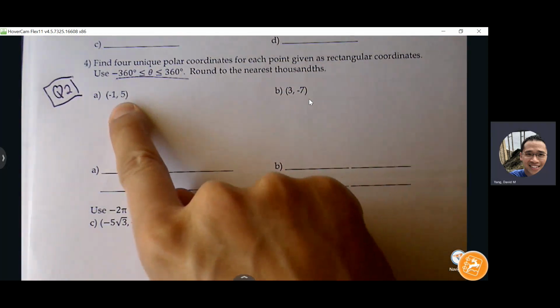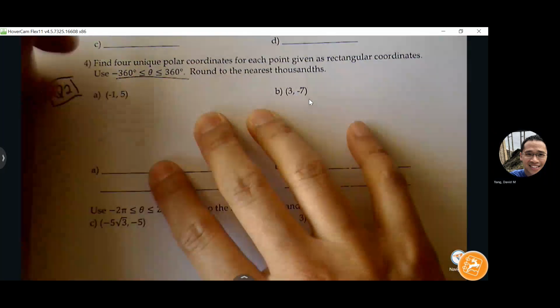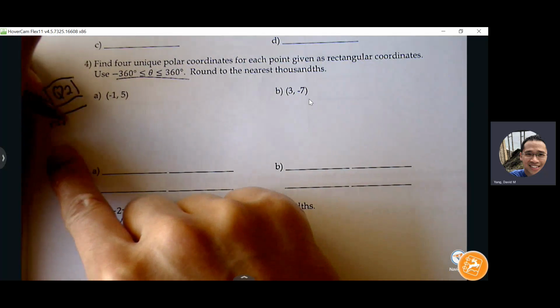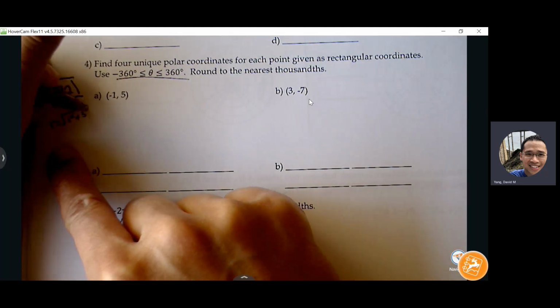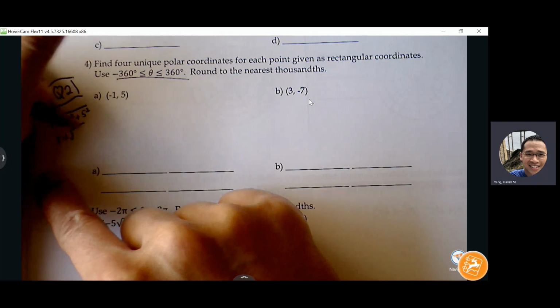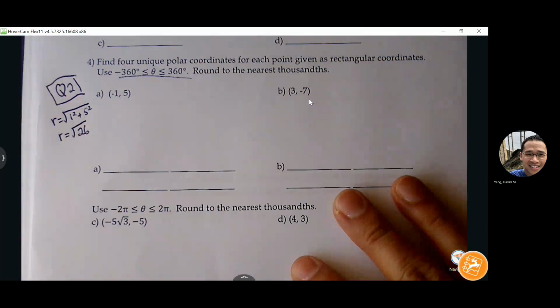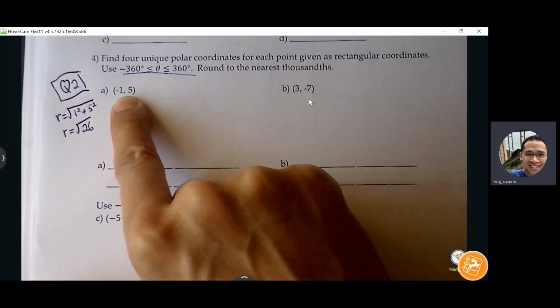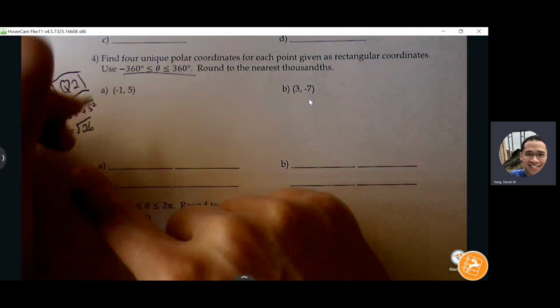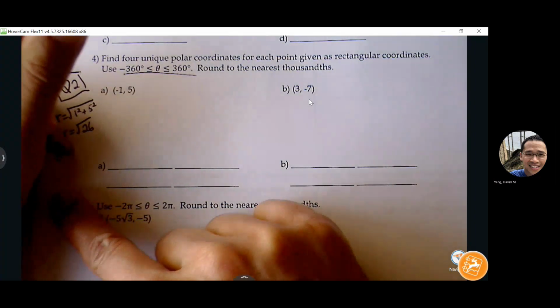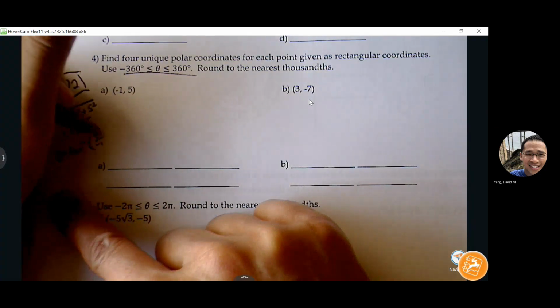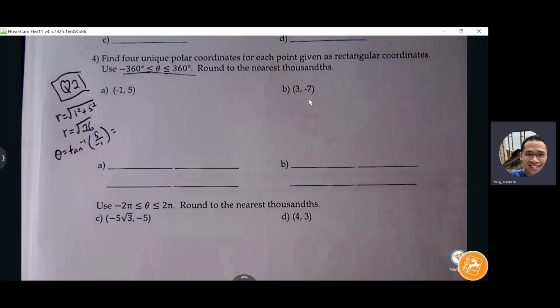Right, so these are x and y. We want to get into r and theta. So to get to r and theta, we have to use the Pythagorean theorem, right? So r is the square root of a squared plus b squared, or x squared plus y squared. To get to theta, using x and y, I have to use inverse tangent. Make sure you are in degree mode.